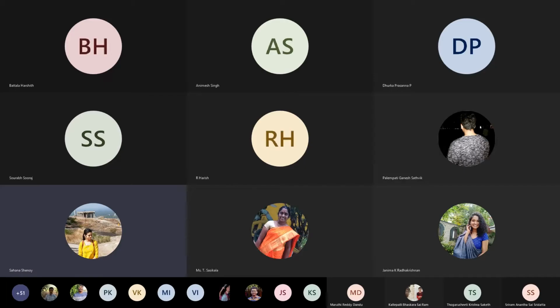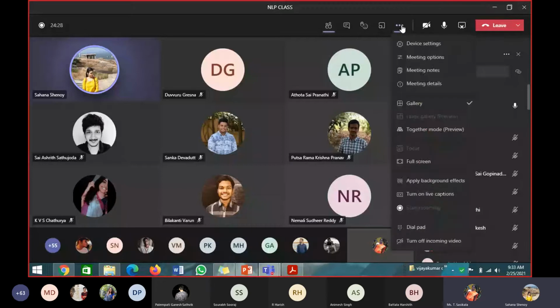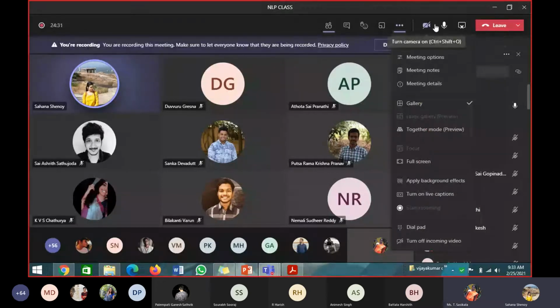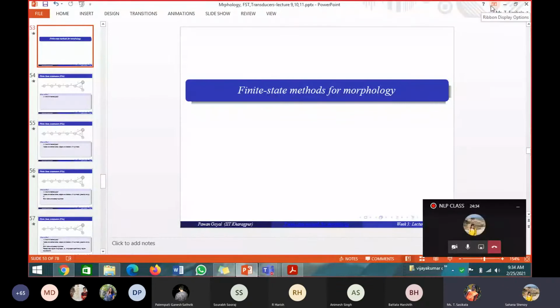If it goes to the final state, it will accept, otherwise it won't be accepted. If there are two different spellings, there can be two different final states, etc. So we have seen finite state automaton.